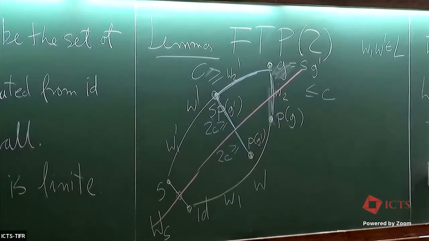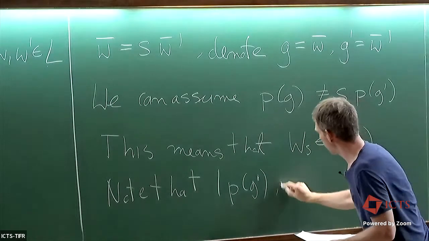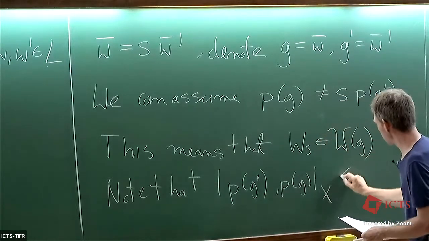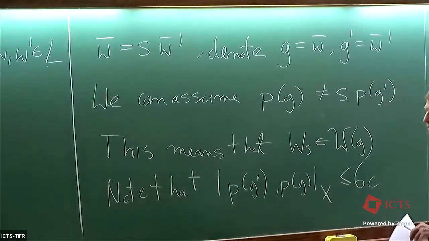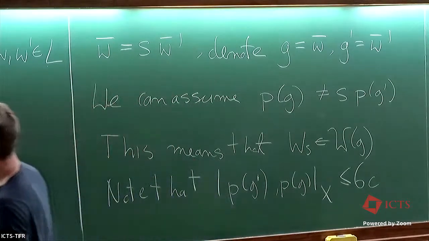So note that the distance in the Cayley graph between P of G prime and P of G in X is at most 6c. So that's good. They are bounded distance.